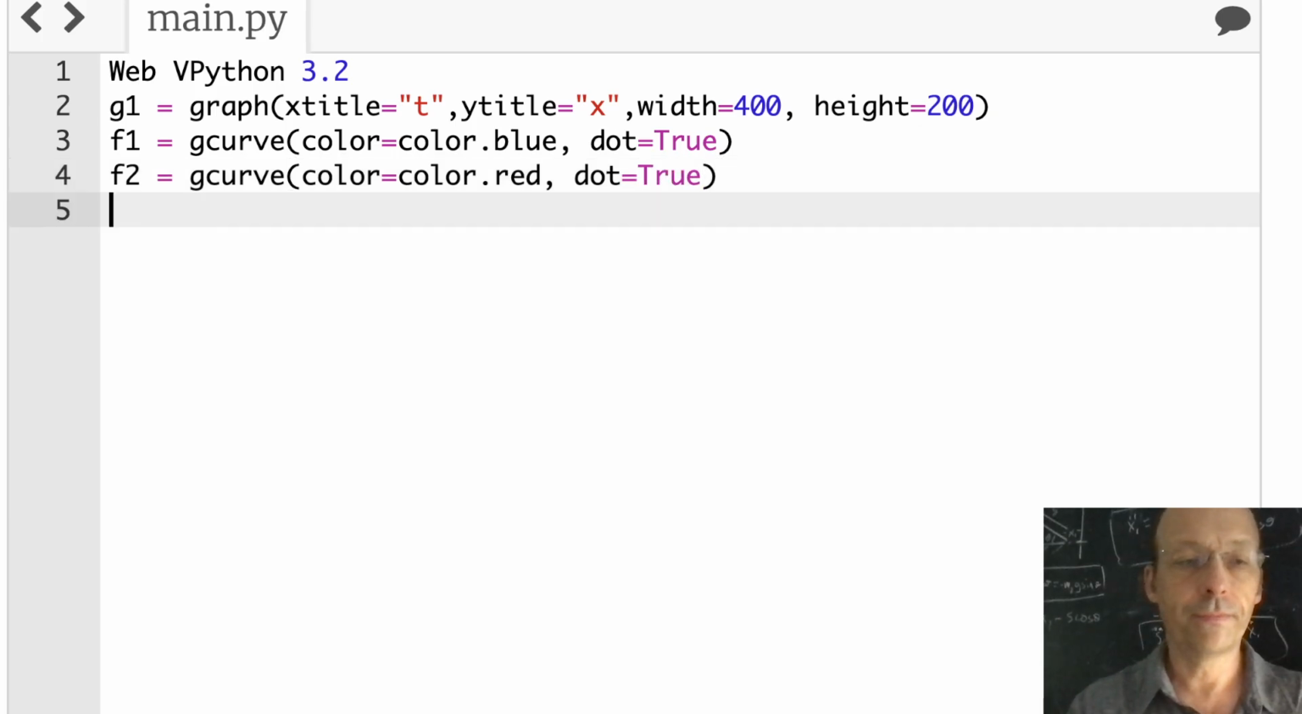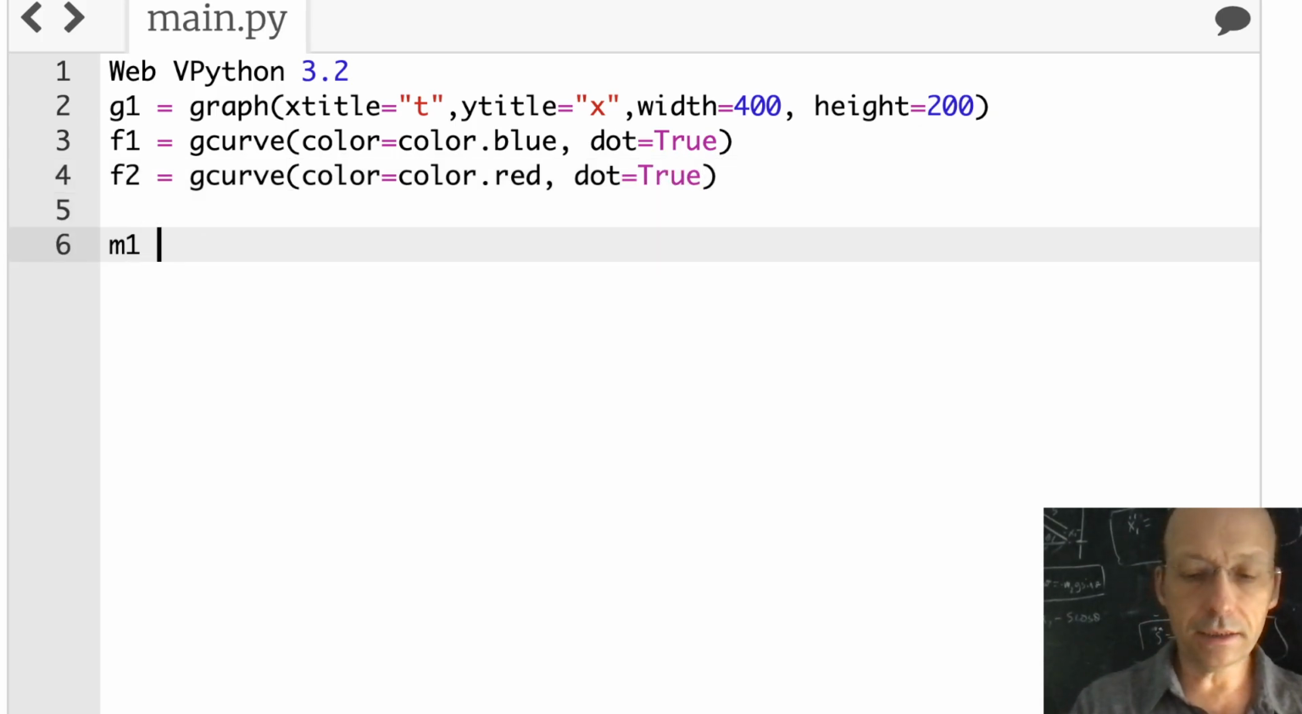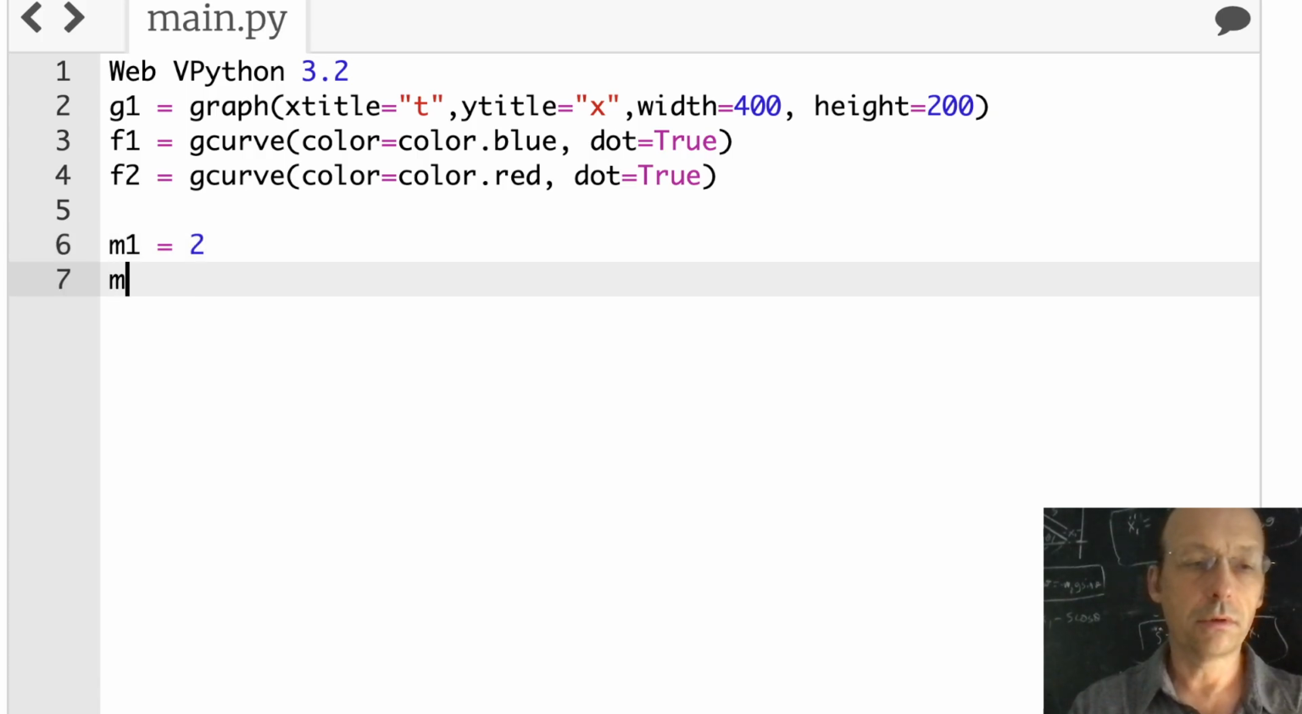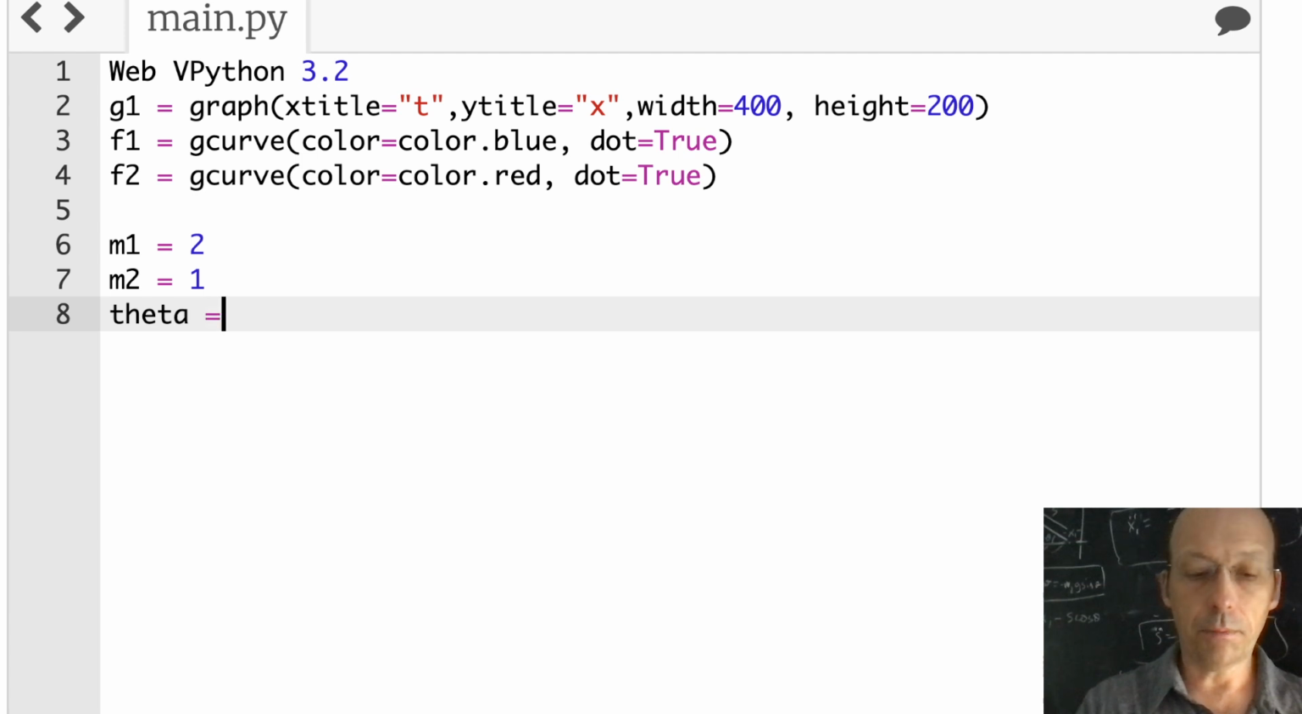But it looks nice. Okay, M1, let's say, is 2, and M2 is 1. I'm just picking some values here. Theta, I'm going to pick it as 35 degrees. I'm just picking it, times pi divided by 180.